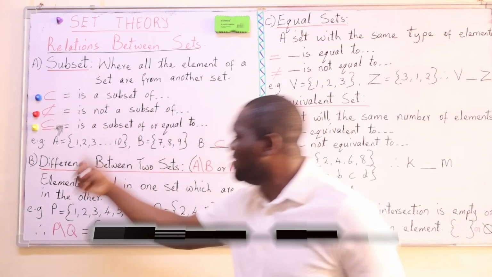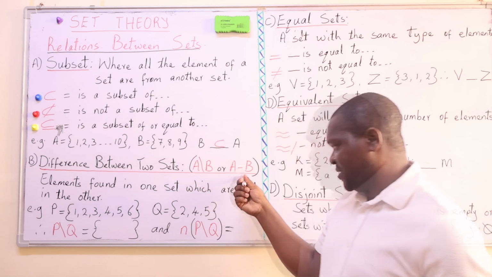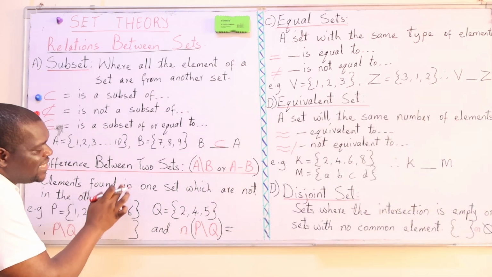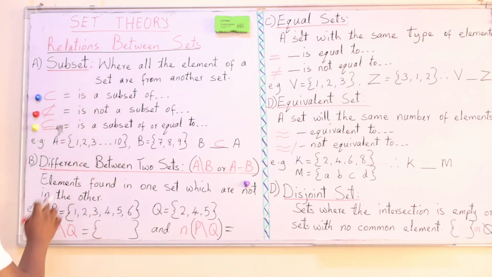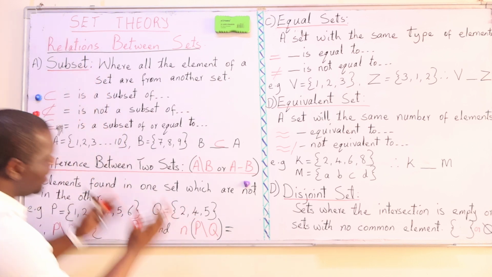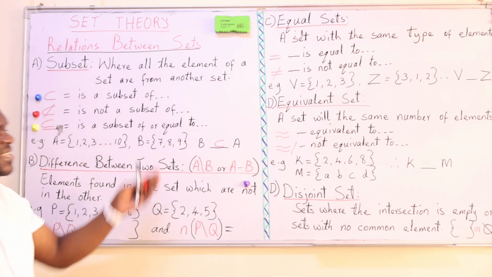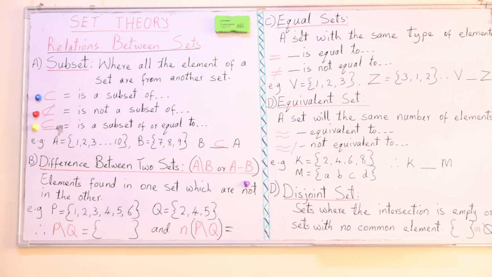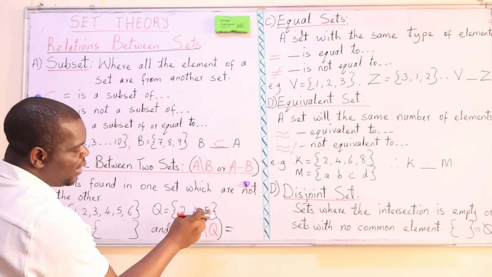The second one is difference between two sets, and it is written as this or this. Elements found in one set which are not, take note, in the other. So if you find one element in A which is not in B, it means that is the difference in that set. Let's look at this example together. Set P is 1, 2, 3, 4, 5, and 6, and set Q is 2, 4, and 5.